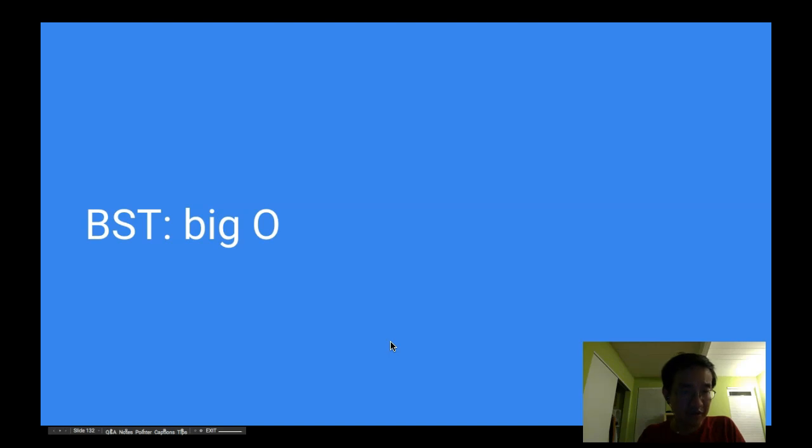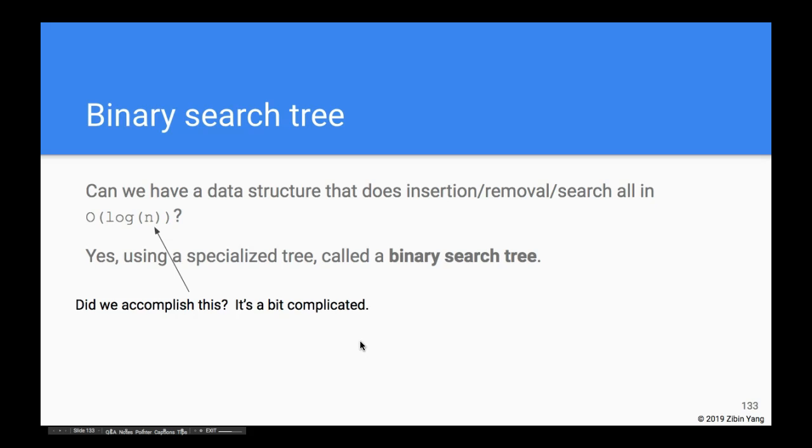In this video, we're going to discuss the big O of binary search tree. So this is the slide from the beginning when we introduce binary search trees. We say the reason we want binary search tree is that we want to have something that can do insertion, removal, and search all in O of log n. So did we accomplish this? Is binary search tree able to do that?